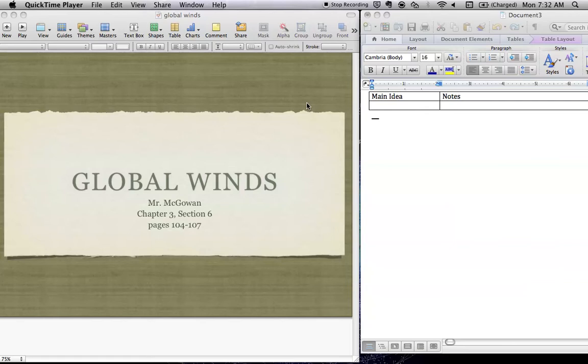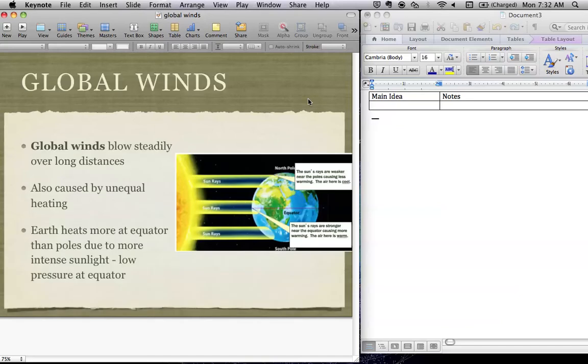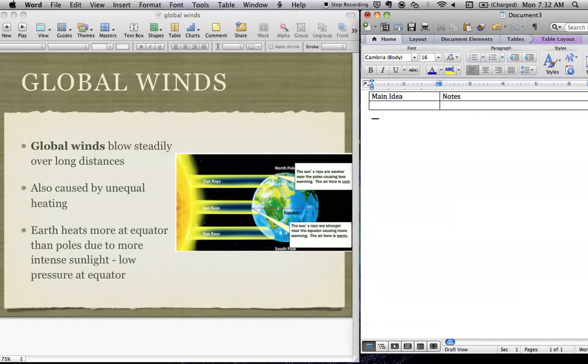Tonight's notes look at global winds. So in class today we looked at local winds, winds that blow over small distances. Tonight we're going to look at global winds, which blow over larger distances across the entire globe. So a global wind is a wind that blows steadily over a long distance. These are very predictable winds, and they are also caused by unequal heating, just like local winds are.